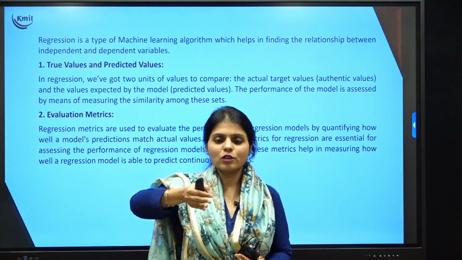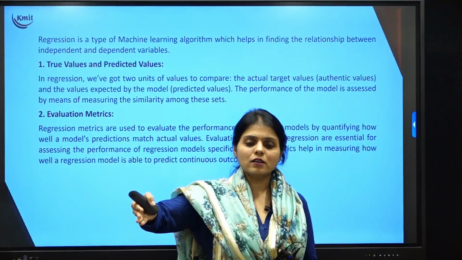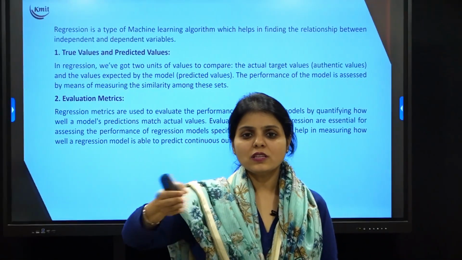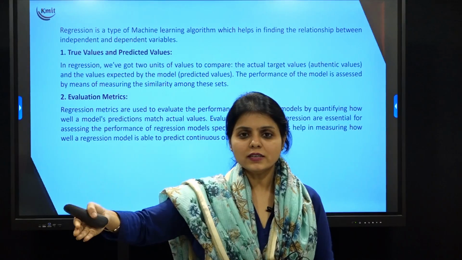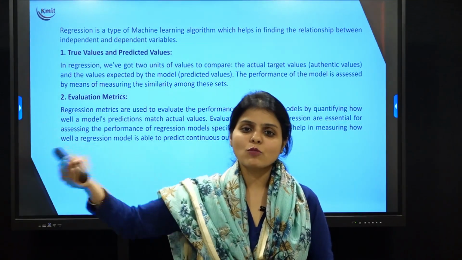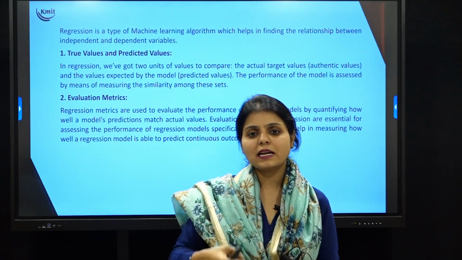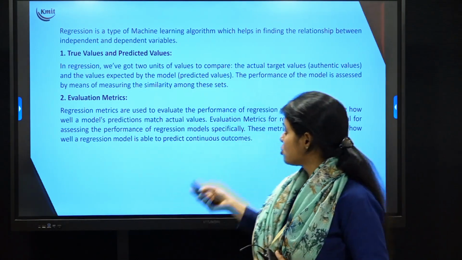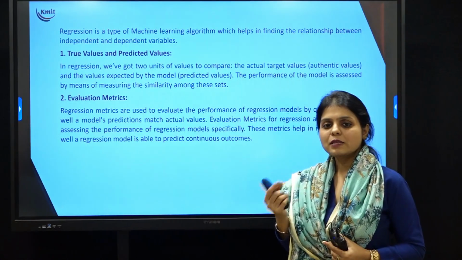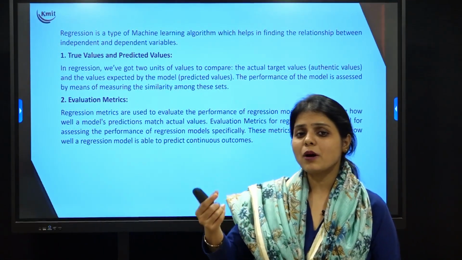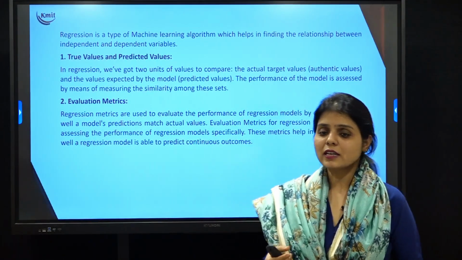What is the true value, and what is the value which the machine has generated? The difference between these two gives you the error. The less the error, the better the model is performing. The more the error, the more the model's performance or accuracy gradually decreases. So true values and predicted values are important for us to assess the model performance, which gives us a clear understanding of how to evaluate the regression metrics.